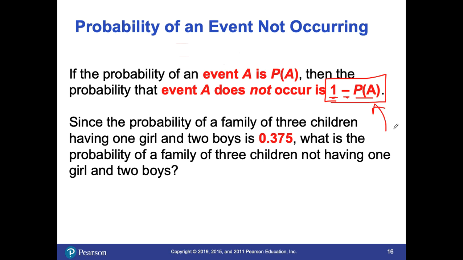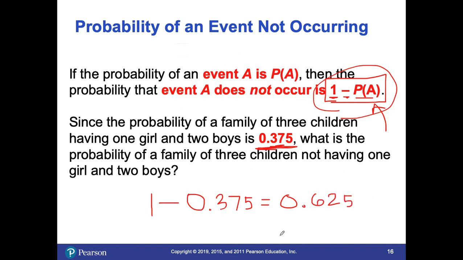Well, again, we're going to follow this formula here. Okay, this is the event. This is the probability that the family has 1 girl and 2 boys. So what's the probability that you have a family of 3 children and there's not one girl and 2 boys? Well, basically you take the 100% certainty, 1, and you subtract from it, or 62.5%.